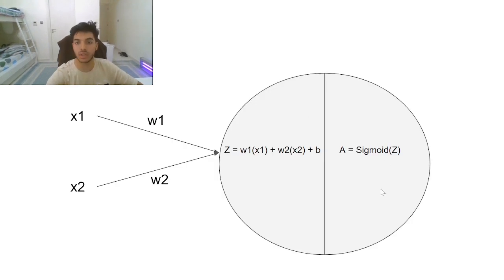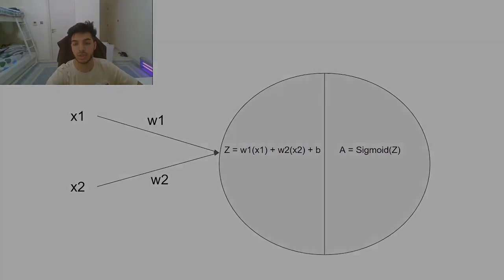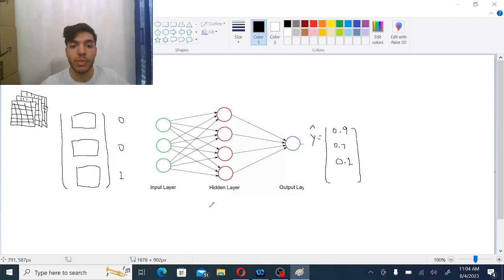Therefore, it will allow us to learn these complex patterns or features of our images in order to classify the images accurately. All right, so now let me give a full picture of how the neural networks work. So here we have the input layer, hidden layer, and the output layer.